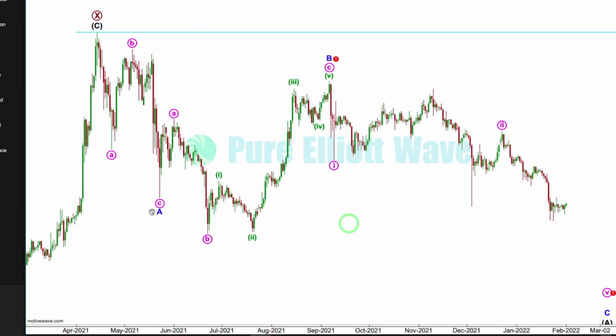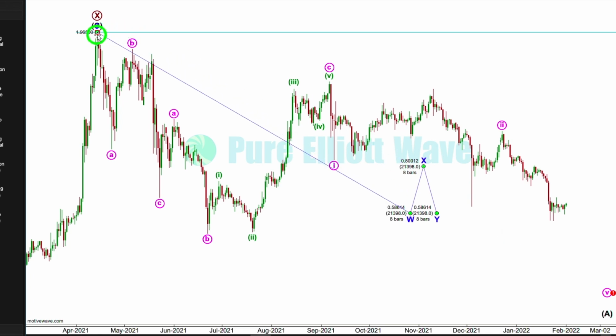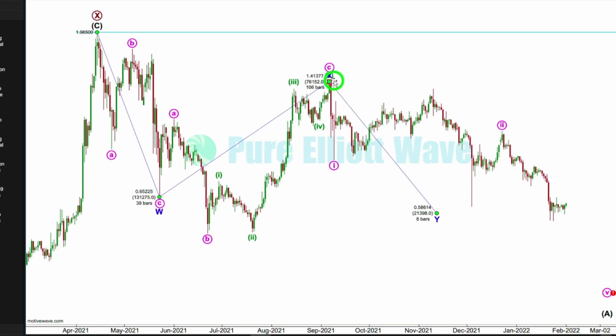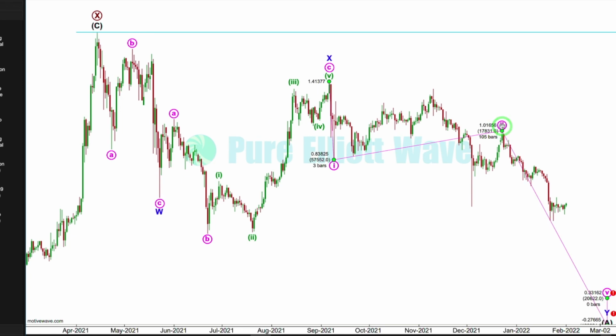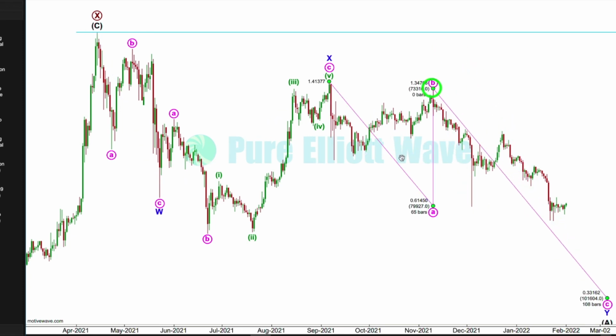Okay. I have to relabel this as a double zigzag. And motive wave won't let me do that. So wave A within a flat correction can be a multiple. It can be a double zigzag. That's what I want to label this as. Motive wave doesn't want to let me do that. So W is a zigzag, X an expanded flat, and Y an incomplete zigzag. Might be a bit premature to label A and B over, but I want to put that there.